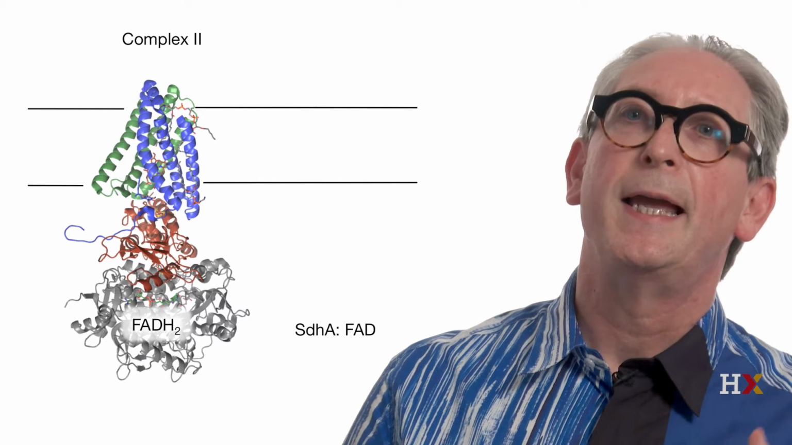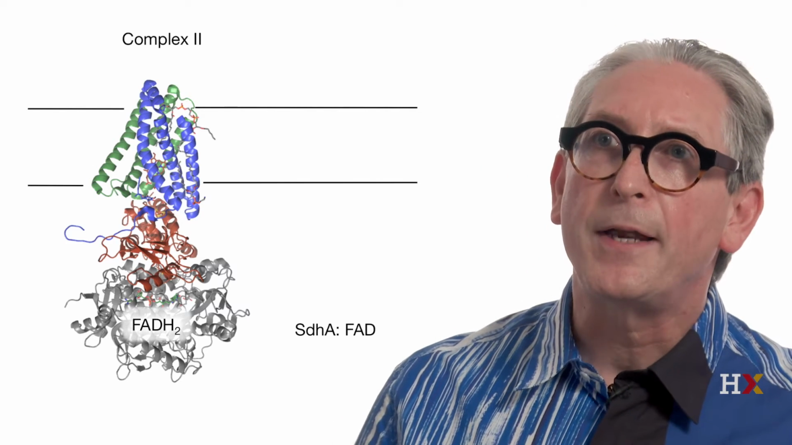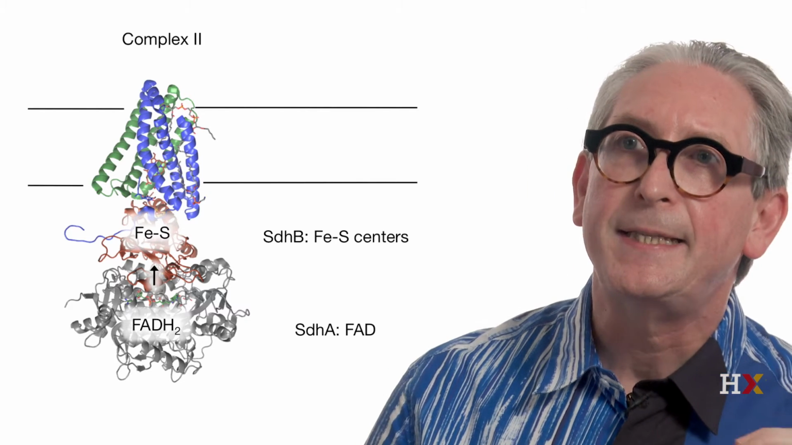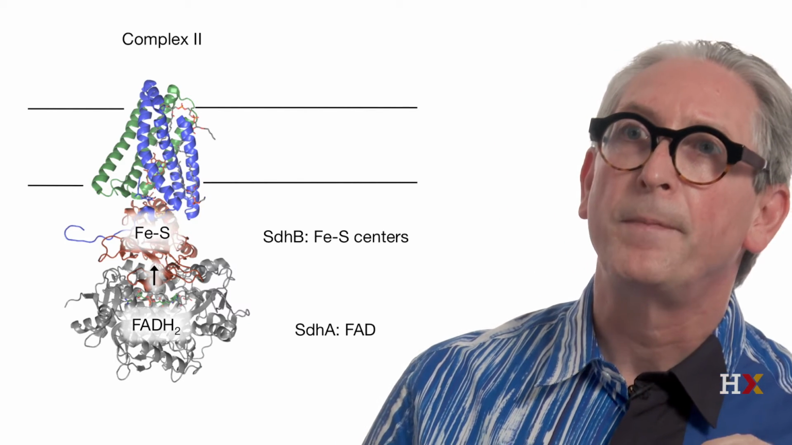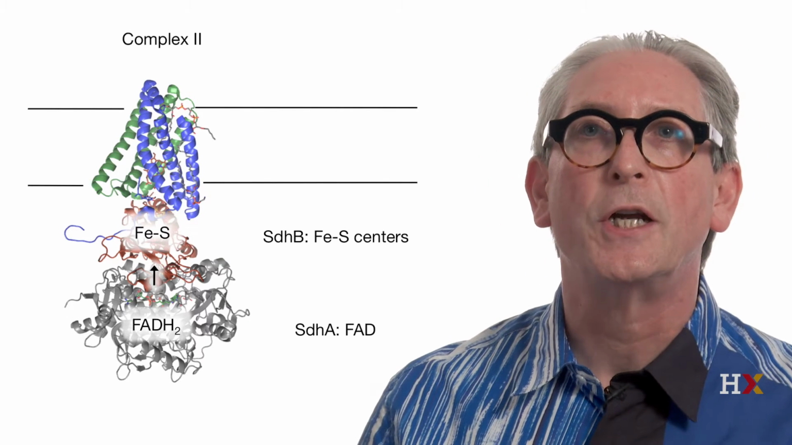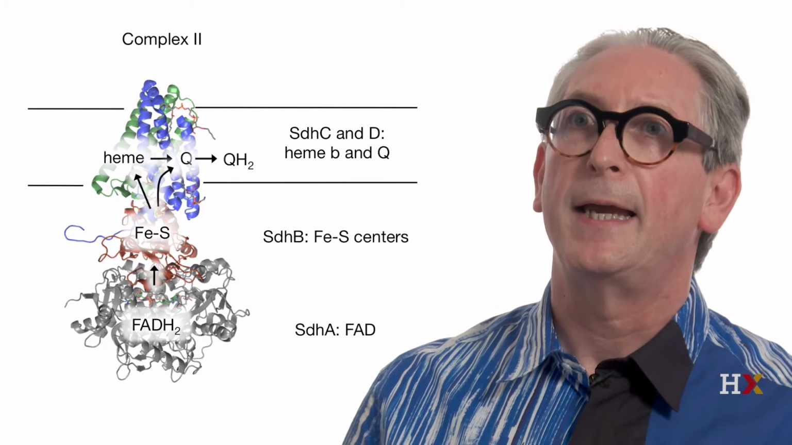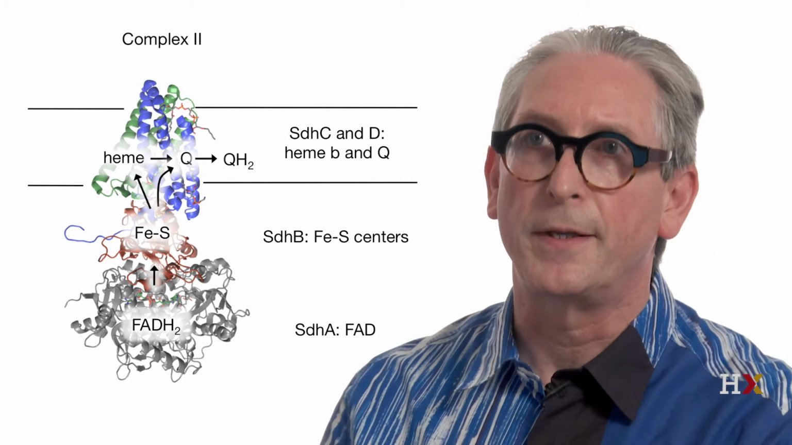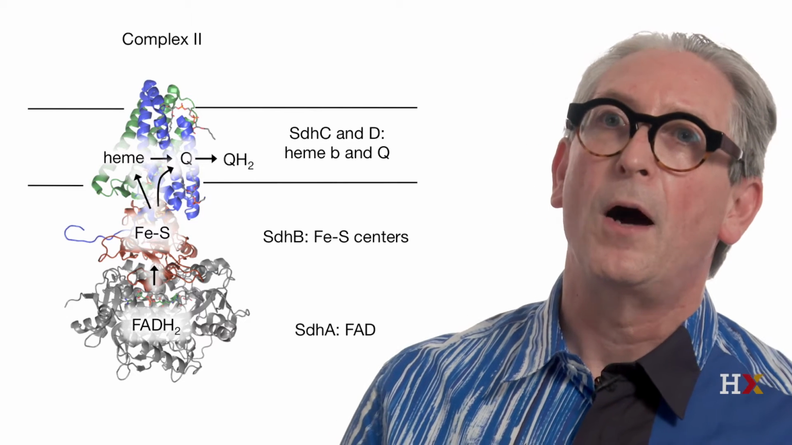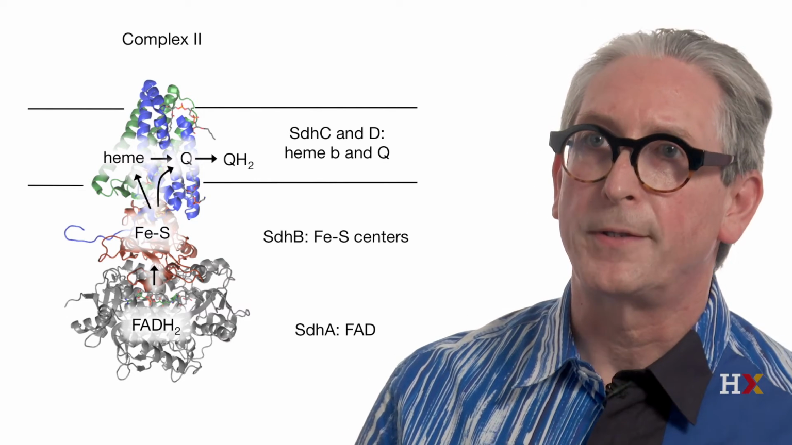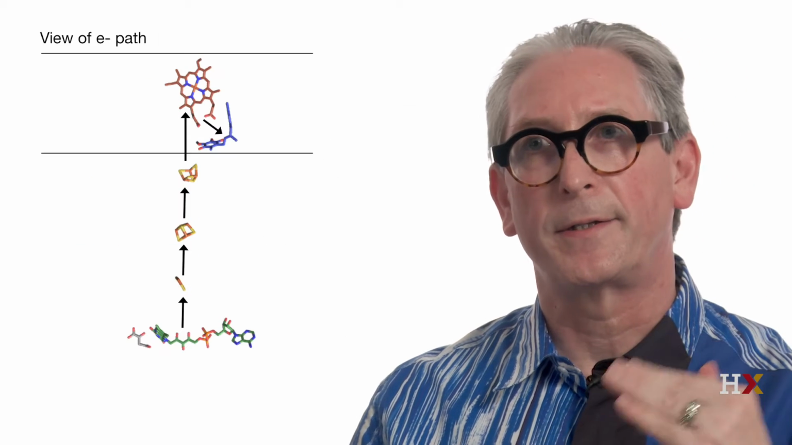FADH2, which is bound to the SDH-A subunit, will transfer its electrons to a series of iron-sulfur centers contained in the SDH-B subunit, and then these electrons will be transferred either directly to coenzyme Q, which is attached to SDH-D, or to a heme, which is contained in SDH-C, and then to coenzyme Q. And then the two protons of FADH2 that are released during the oxidation of FADH2 will react with coenzyme Q to form ubiquinol.